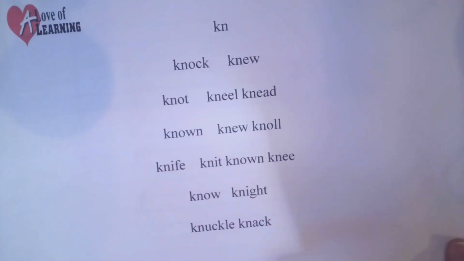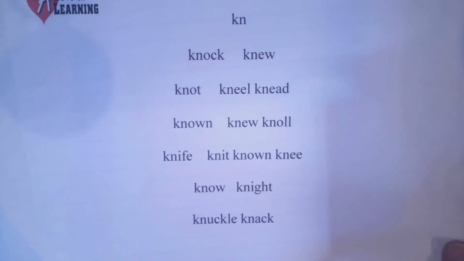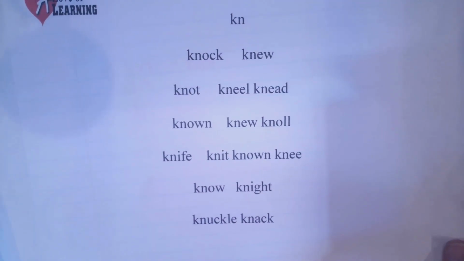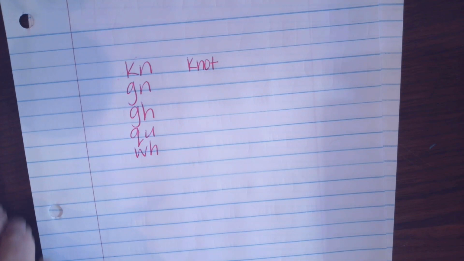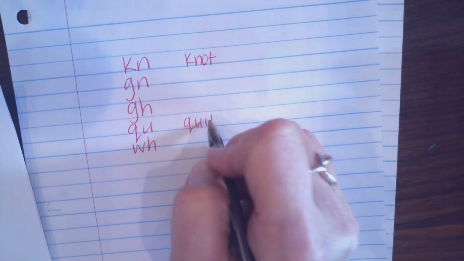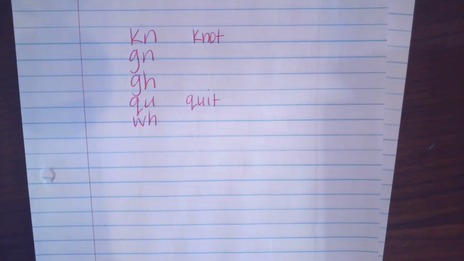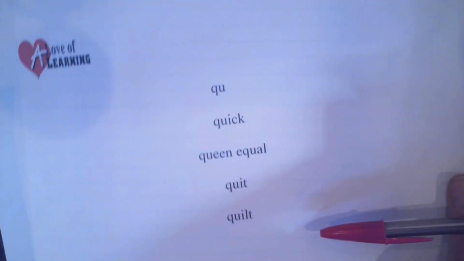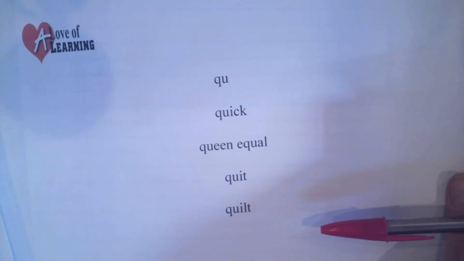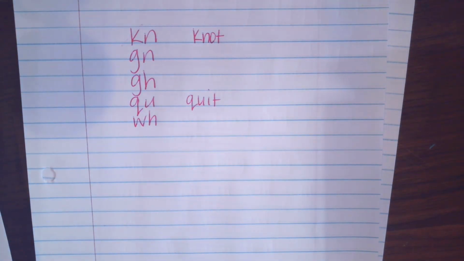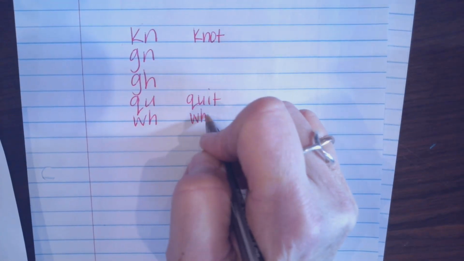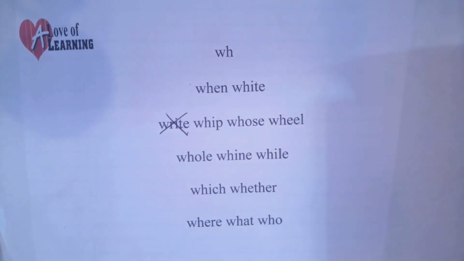So here's the page for that. I think you have all of them. And then QU is down here. It just makes kw, so the U is just there for spelling. It doesn't say anything. So these are the QU words. And then WH just makes w, like when. And here are the WH.